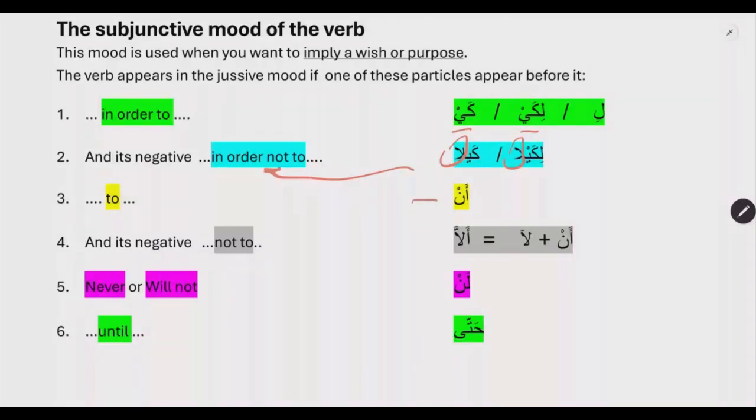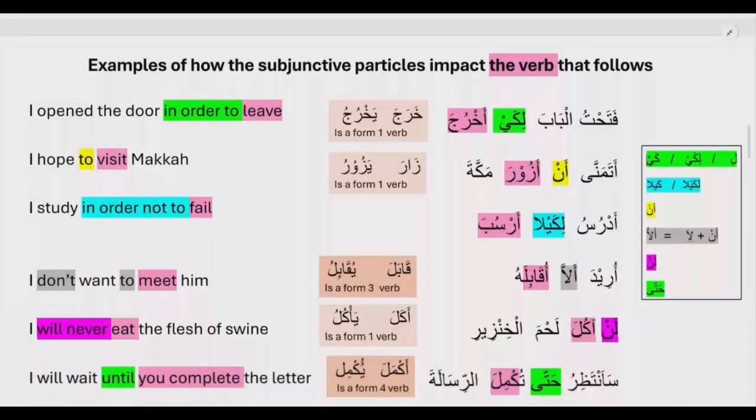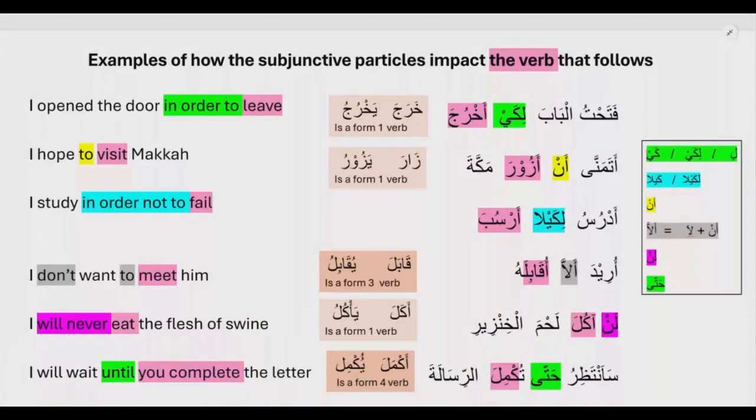Then we said an is another word that stands on its own, that you want to do something, and you use the an plus the subjunctive mode, and the negative of it is allā, right? The an plus the la giving you allā. Then you have lan, which is negative future, never or will not in the future, and hatta is until. Okay, and then we gave you some of these examples that I opened the door in order to leave.